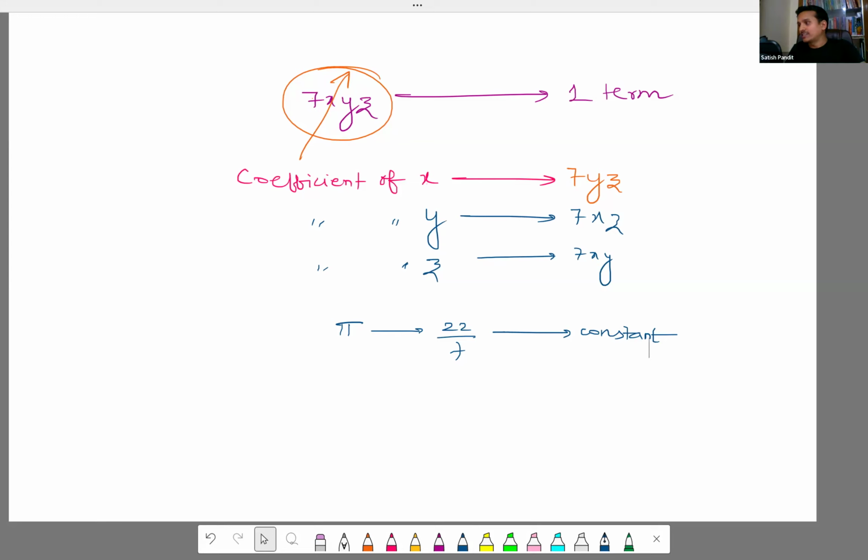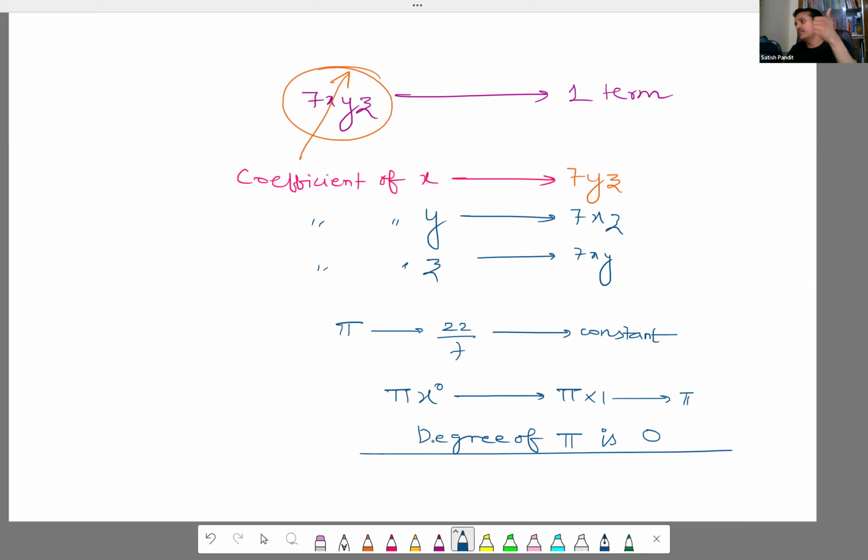See, Sir, the answer is, tell me. Actually I got confused, sir. No problem, no problem. So, whenever we have a constant, if pi is there, only x power 0 I can put, right? Then only pi will remain pi because pi into 1 will become pi. So, whenever a constant is there, the degree of a constant is 0, and the degree of pi is also 0 only. Clear, everyone?